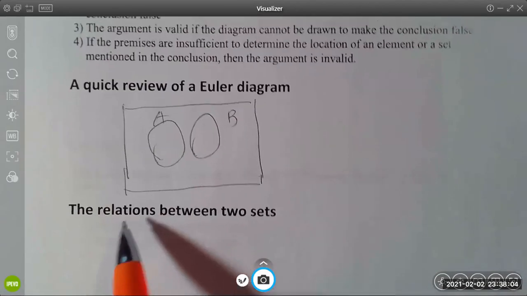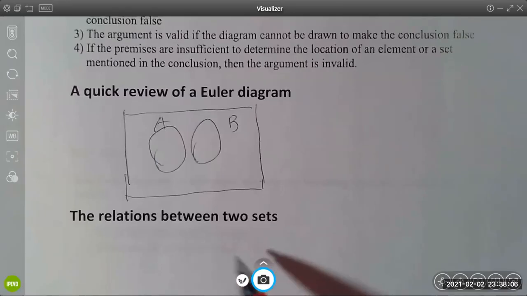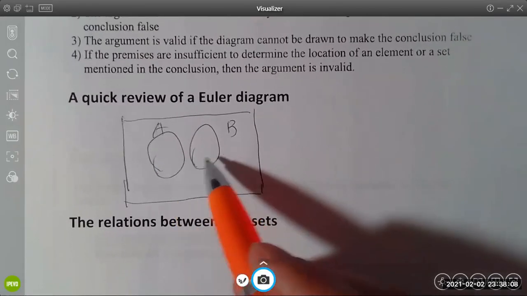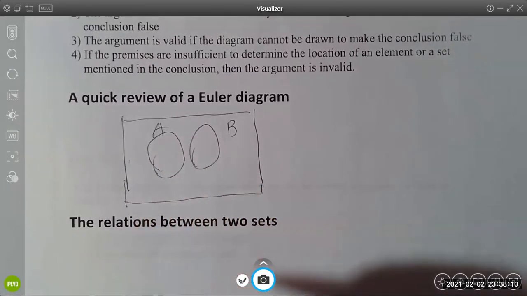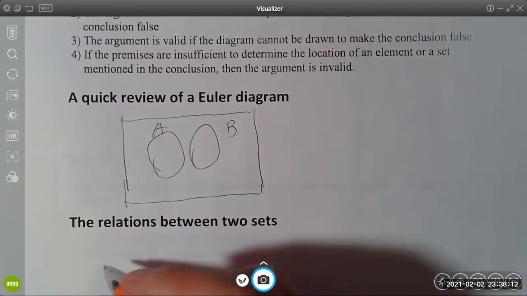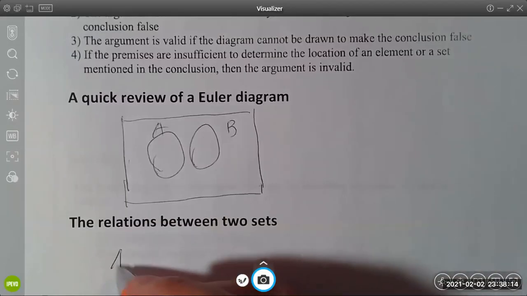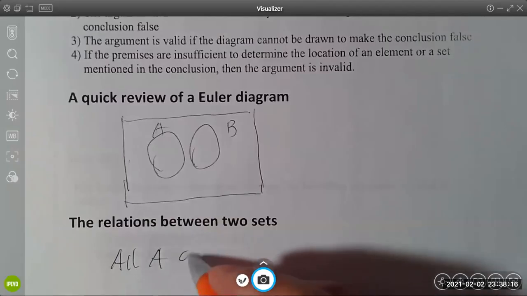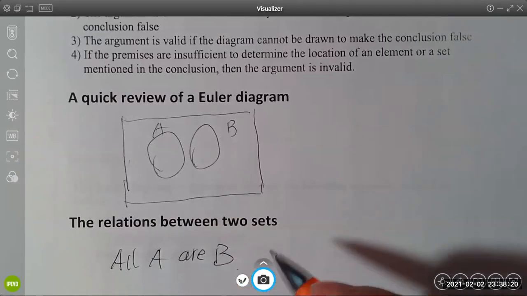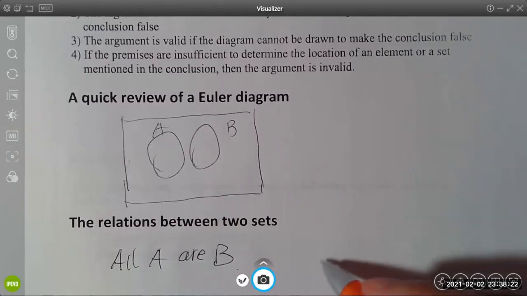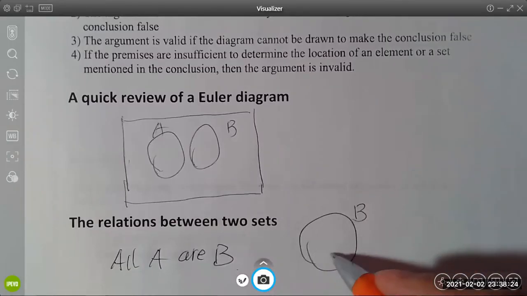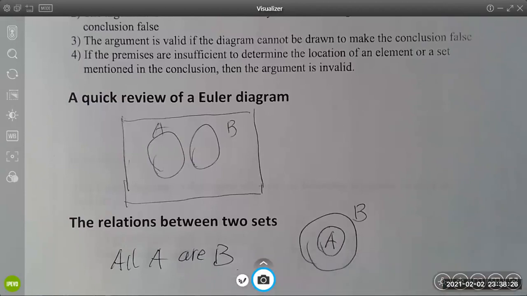Now let's look at the relations between sides. That means how you draw these two sides within this rectangle. We already mentioned that. I'm going to do it again because this part is super important. The first one is no A are B. Let's do it a little bit quicker because we already did this before. So this is the B, and this is the A. No A are B.